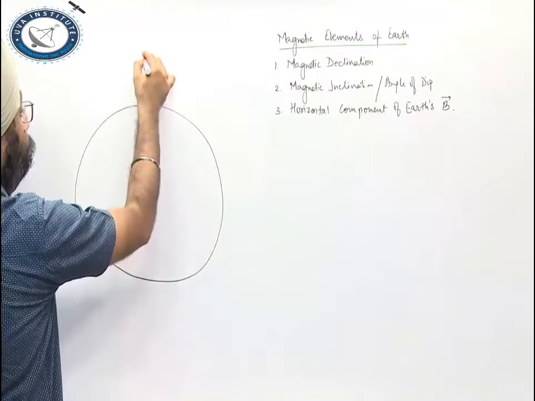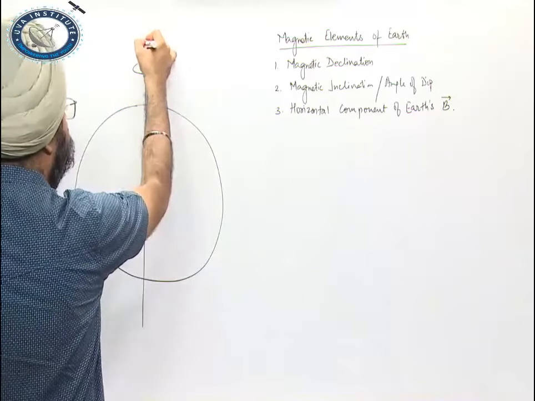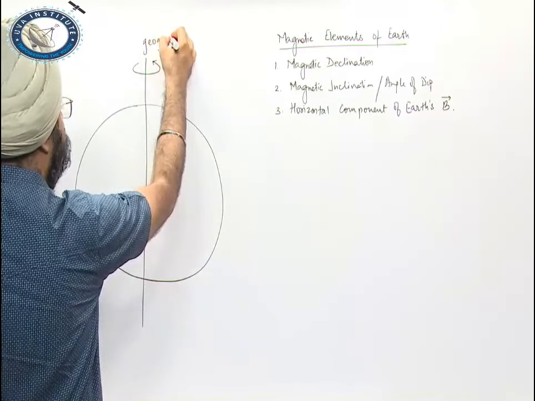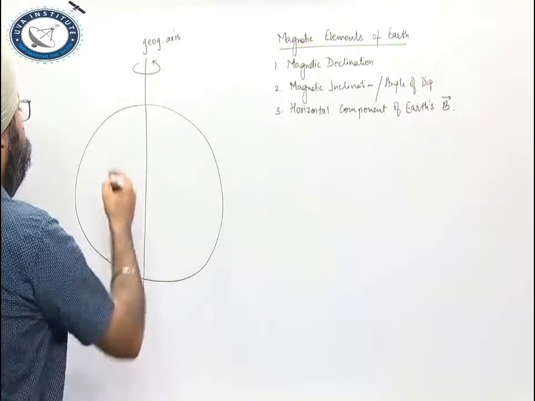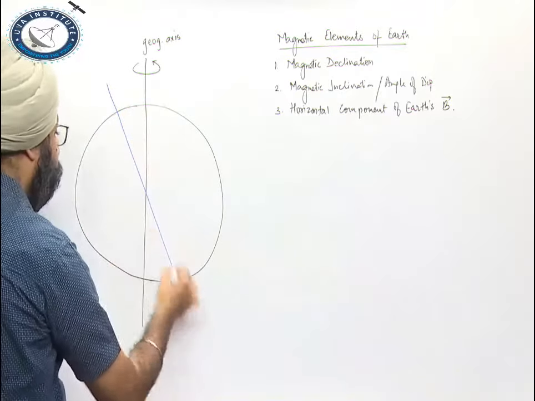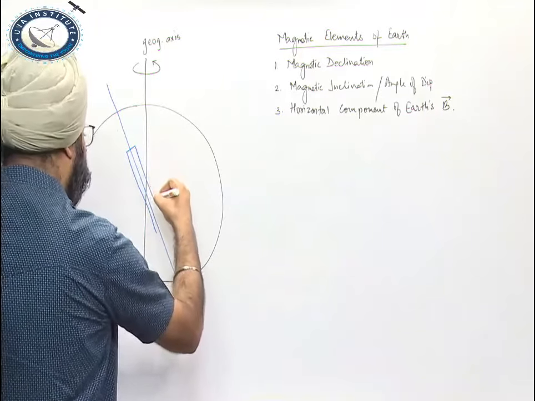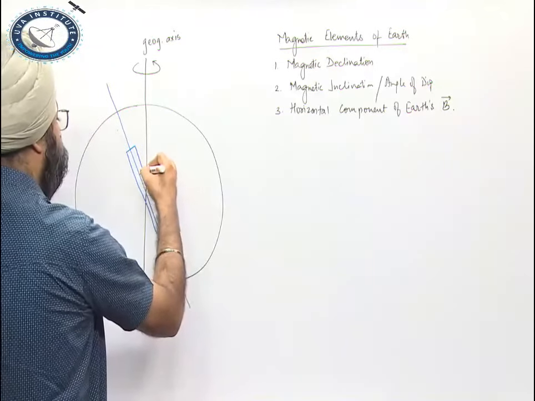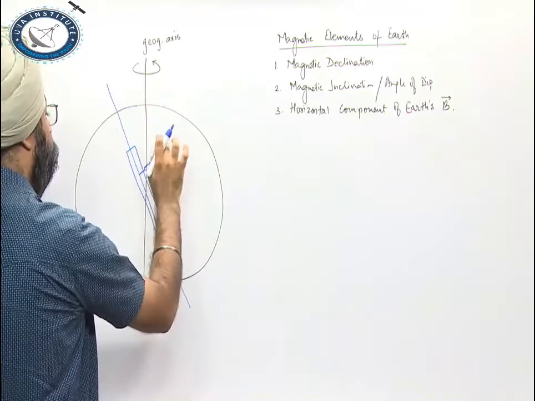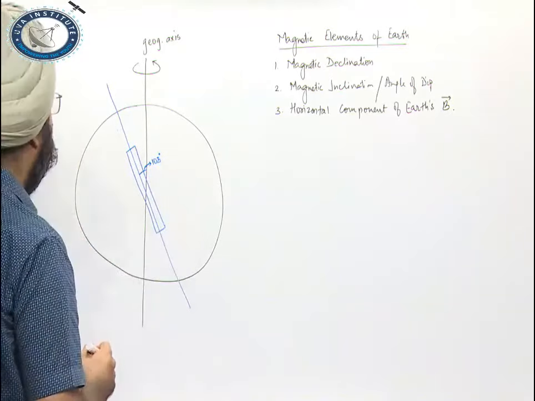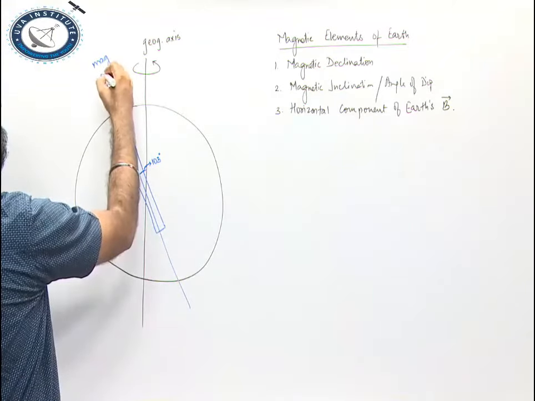Let us say this is our Earth, and this is our geographic axis about which the Earth is rotating. Now we assume that we have a magnetic axis at, let us say, an angle of 10.3 degree, which is different in different books. This angle is approximately 10.3 degree or 11 degree with the geographic axis. So this is your magnetic axis.